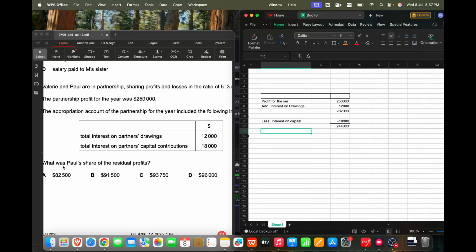And for Paul, the profit sharing ratio is 5:3, so this is 3 out of 8. So for Paul, 244,000 into 3 out of 8, since the addition of the ratio is 8. So let's calculate that amount. Into 3 by 8, and that is 91,500. We need to calculate for the other partner as well, but the question was asking only this one, so our answer is 91,500, which is B.